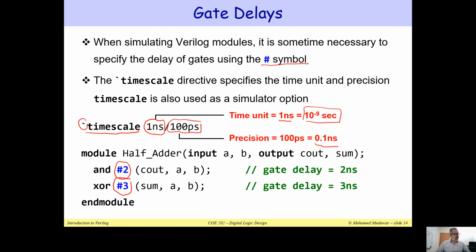Again, these delays, we can obtain them depending on the technology. Maybe these actually are slow gates. This is old technology. Maybe today's technology, the AND and the XOR will have much smaller delays, maybe in picoseconds, not in nanoseconds. But this is just an example to show you how you can have a delay for these gates.